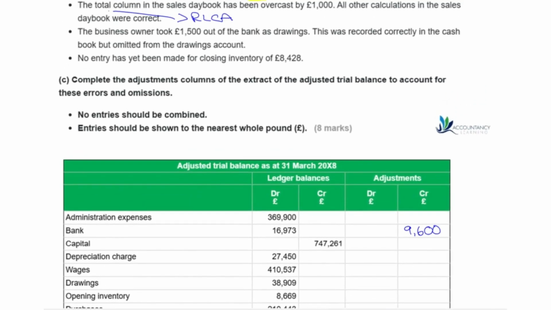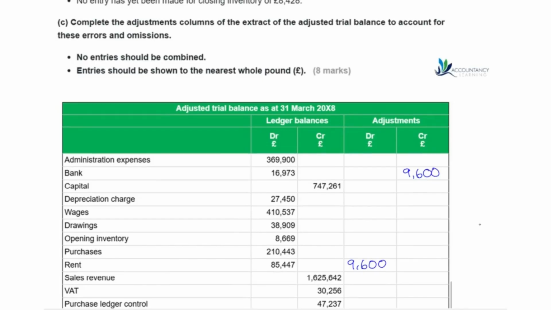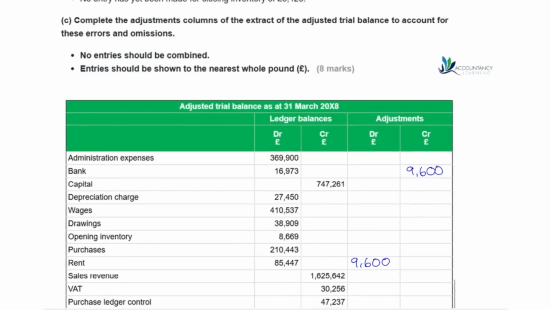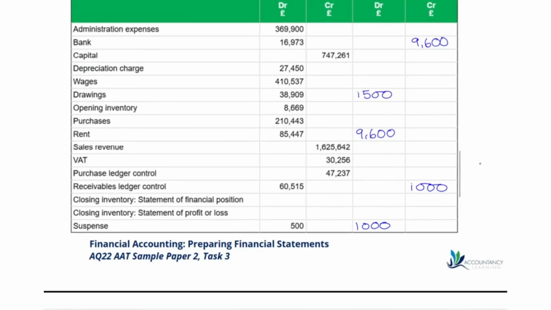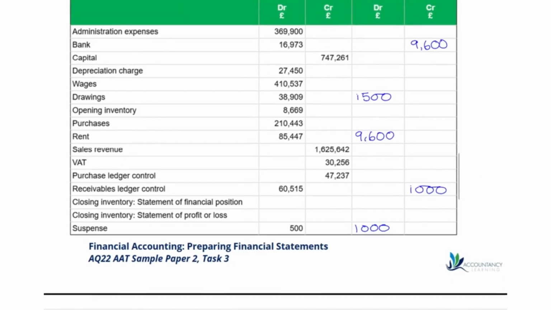The business owner took 1,500 out of the bank as drawings. It's been recorded correctly in the cash book but omitted from the drawings account. So again, this is a one-sided transaction. So to correct it, we're going to put the debit into drawings. So it's gone through correctly in the cash book, but we need to put the 1,500 debit in drawings, and now we're going to use the suspense account to balance that off for 1,500.